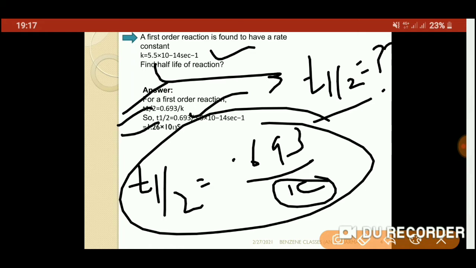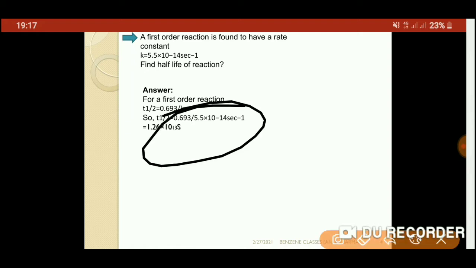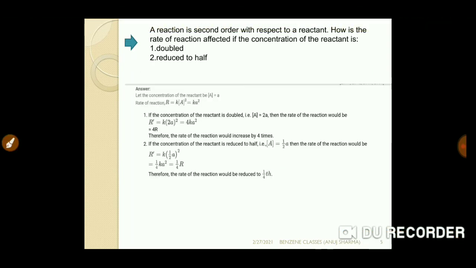So t half is equal to 0.693 upon, put down the value of k, 5 into 10 to the power minus 14 second inverse, then you will get the answer 0.26 into 10 to the power 13 second. Okay, second is coming here because there is a 1 upon second inverse, so second inverse goes up, then it will be converted into the second only. So the answer will come from it very easily. You can check the answer 1.26 into 10 to the power 13 second. Okay, so we are going to the next slide.